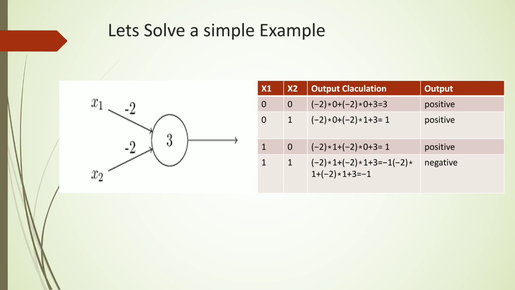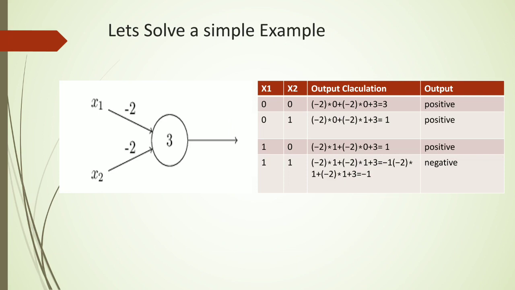Now let's solve it. Let's say we have two inputs, x1 and x2, and we have the weights as -2 for both of them. Now, we have x1 and x2 as binary variables, so each can be 0 or 1. Therefore, the various combinations will be 0,0; 0,1; 1,0; and 1,1.